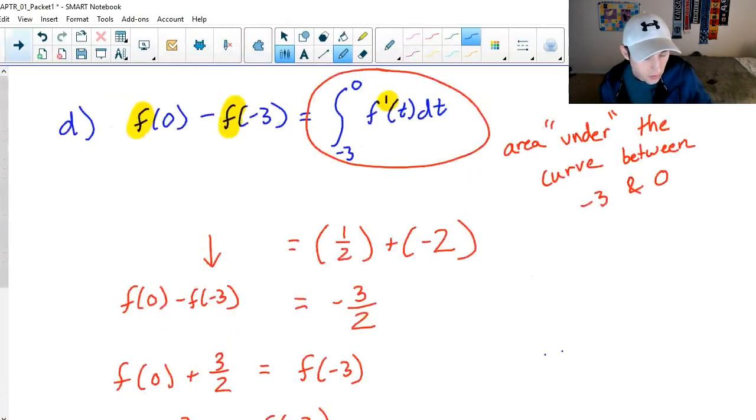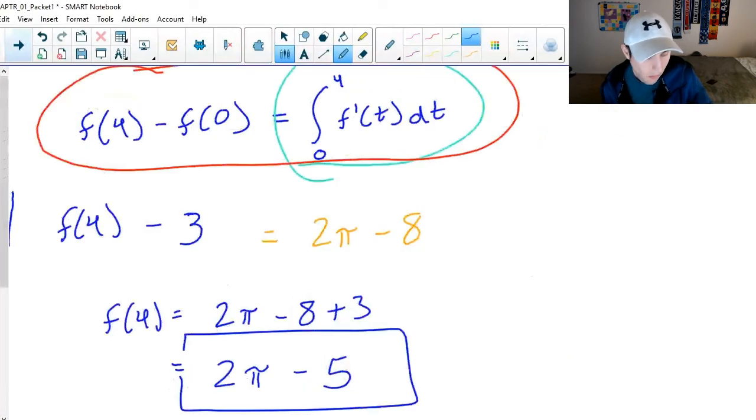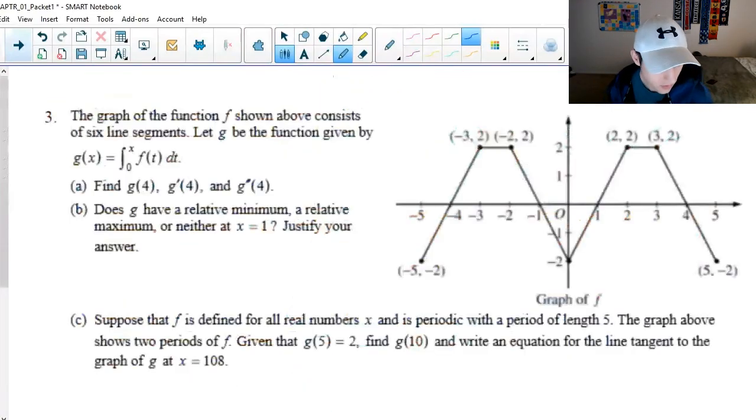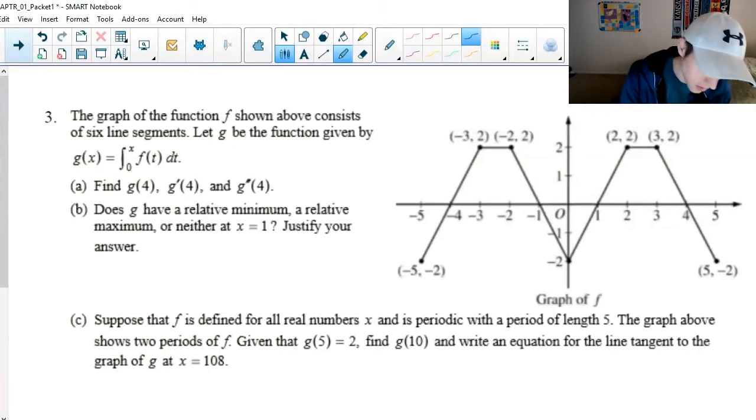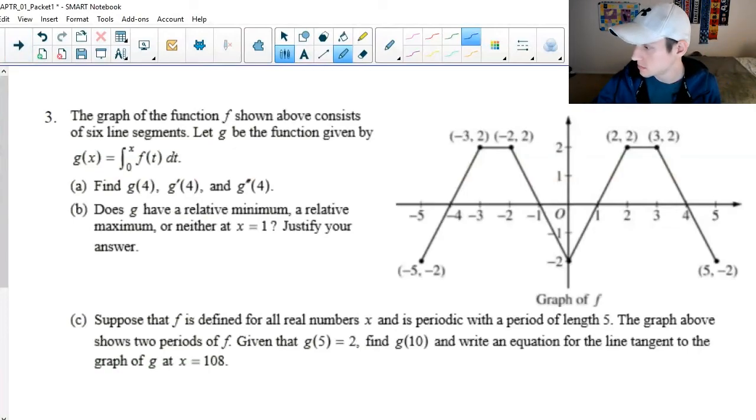All right, so let's do 3 and 4, which are kind of similar style. They're related in the ideas that we're using. So I guess we'll just go ahead and go for it. Let me pull up my stuff. Okay.